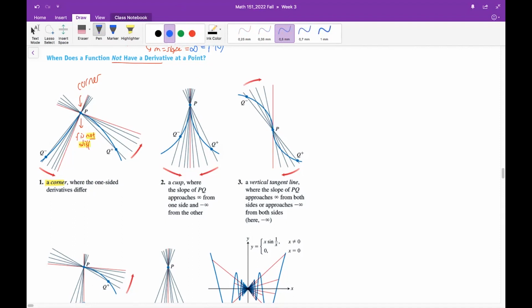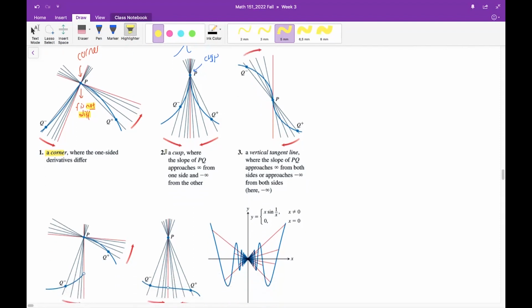Also, a similar situation occurs when you have a cusp. A cusp is a graph like that. I mean, it is a behavior like this. So such points are called the cusps of your graph.